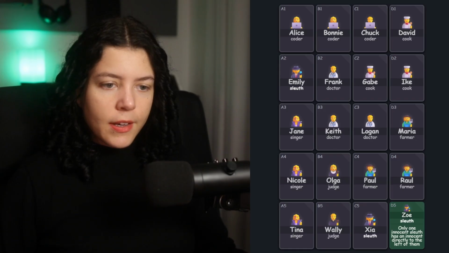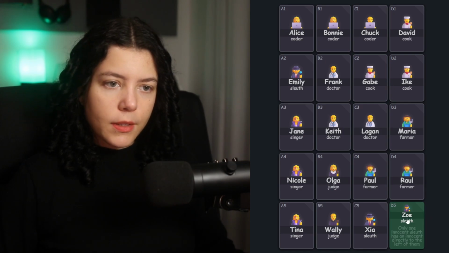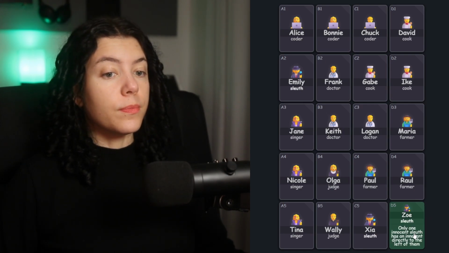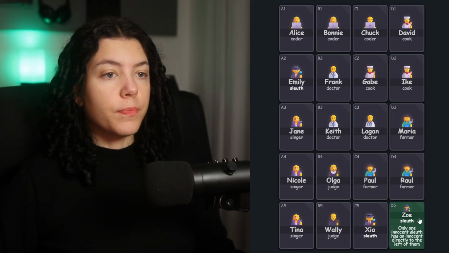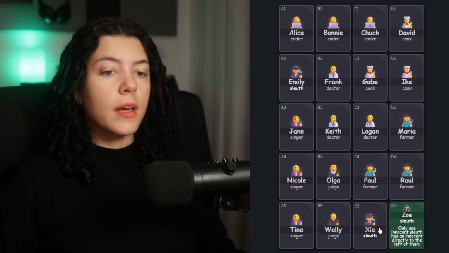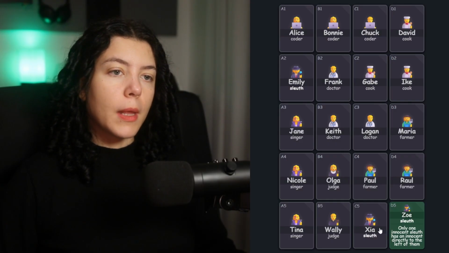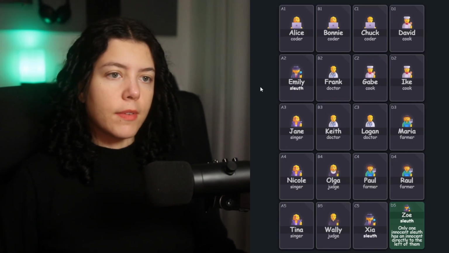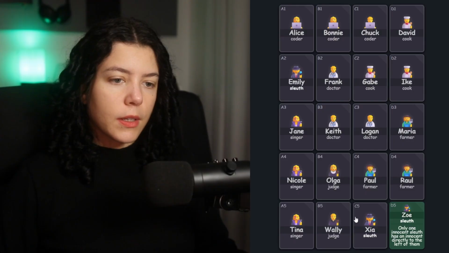Okay. So we start this one with Zoe, telling us that only one instance loop has an instance directly to the left of them. There's 2 sleuths. Oh, there's 3 sleuths, because Zoe is also one of them. And Zoe and Sia have people to their left, but Emily, the 3rd sleuth, doesn't have anybody to her left. So what does that mean? That Wally and Sia are opposites.